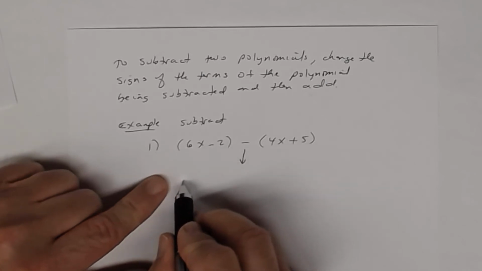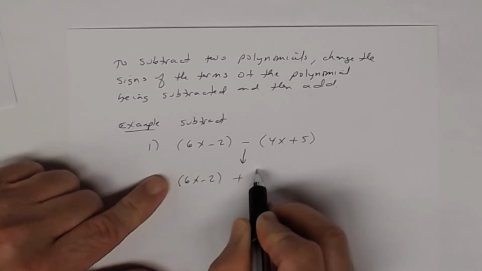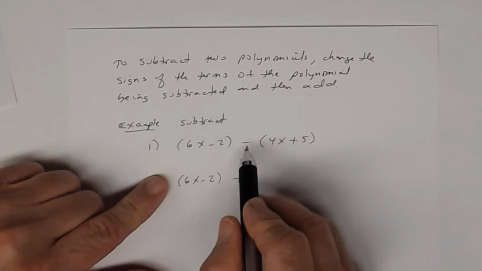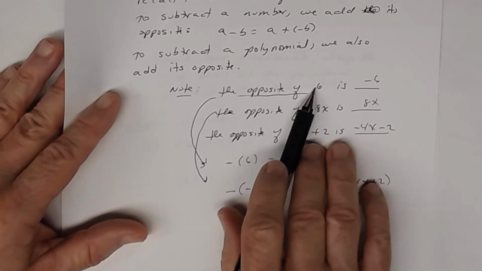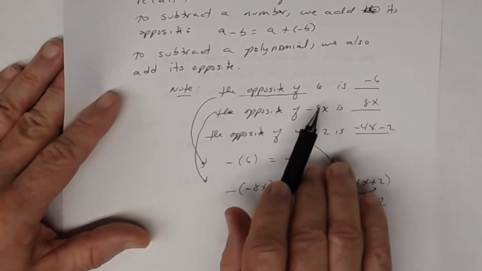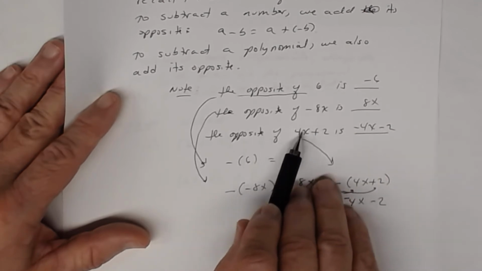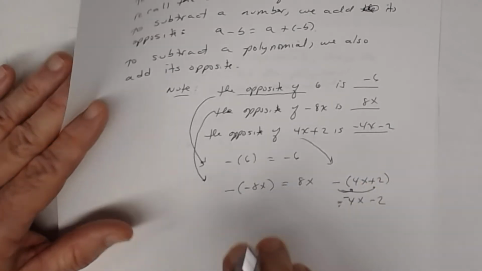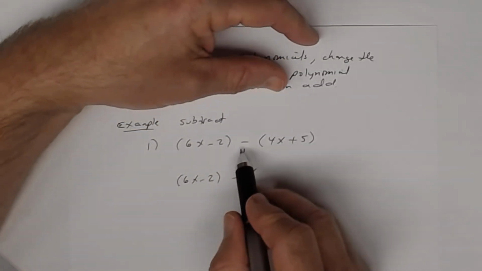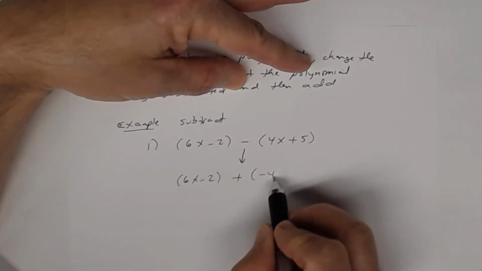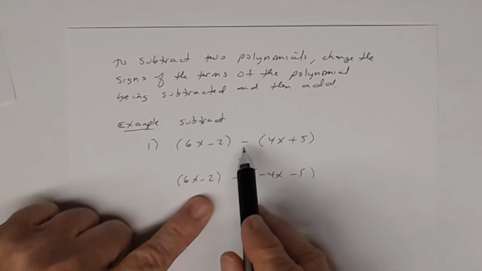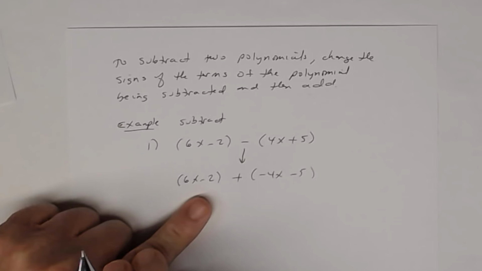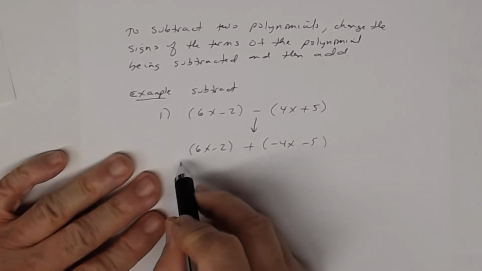Okay, so here's what we have. We have 6x minus 2 plus the opposite of all these terms. When you add the opposite, you're basically changing the signs of those terms. So if you go back, the opposite of 6 is negative 6, negative 8x became 8x, 4x became negative 4x, positive 2 became negative 2. So the opposite of 4x is negative 4x, and the opposite of 5 is a negative 5. And so now we're adding two polynomials. We went from subtracting two polynomials to adding two polynomials. Okay? All right, so let's go ahead and do that now.